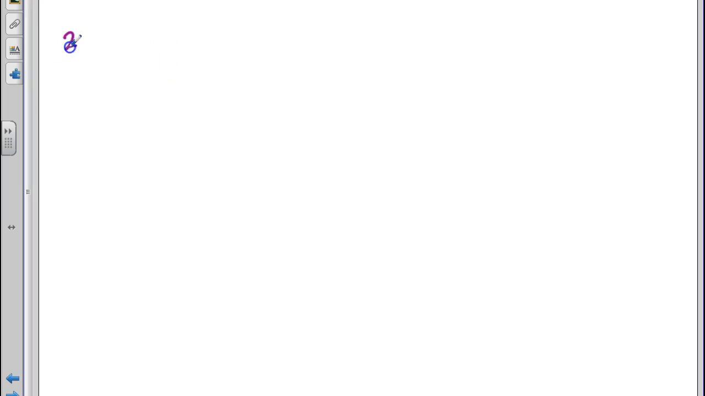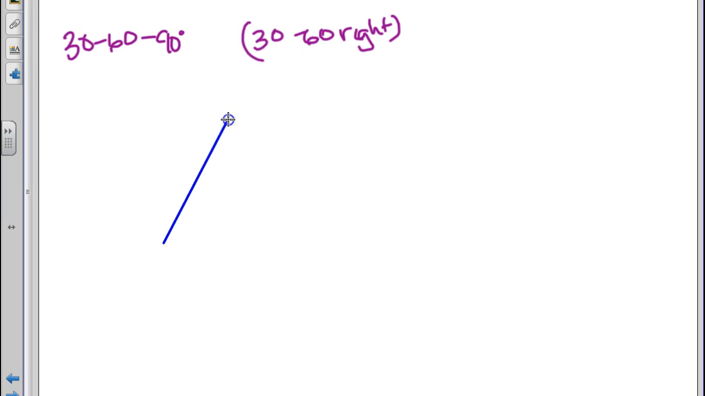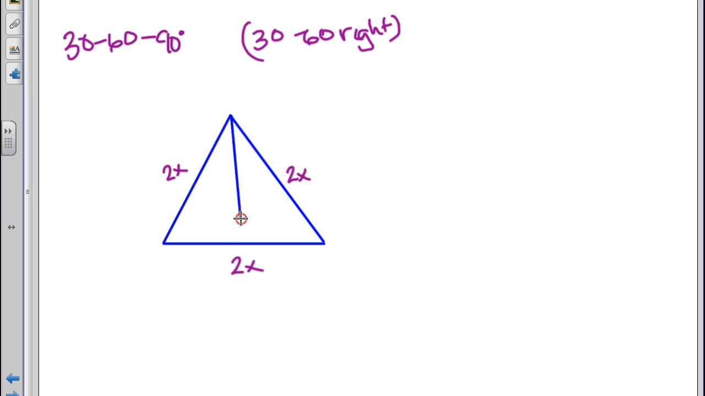Now we are going to talk about 30, 60 right triangles. So 30, 60 right is what you'll hear me say. All right, 30, 60 right triangles come from an equilateral triangle. An equilateral triangle, and let's say that all the sides are 2x in length. So equilateral triangle, all sides are equal length, all angles equal measure. I'm going to drop an altitude down.